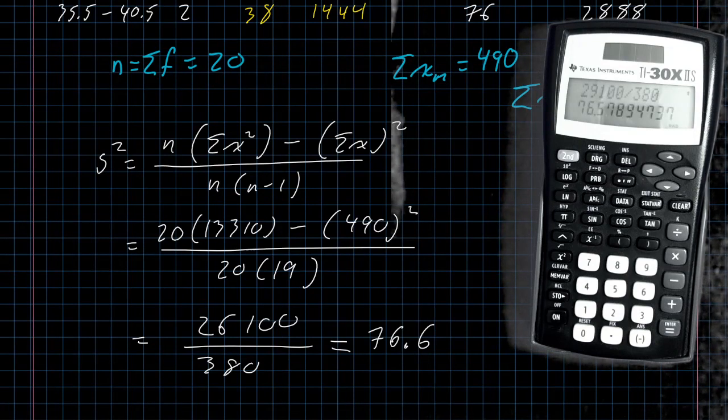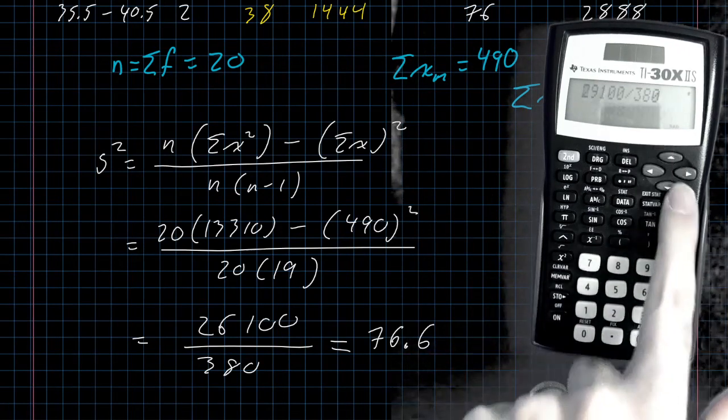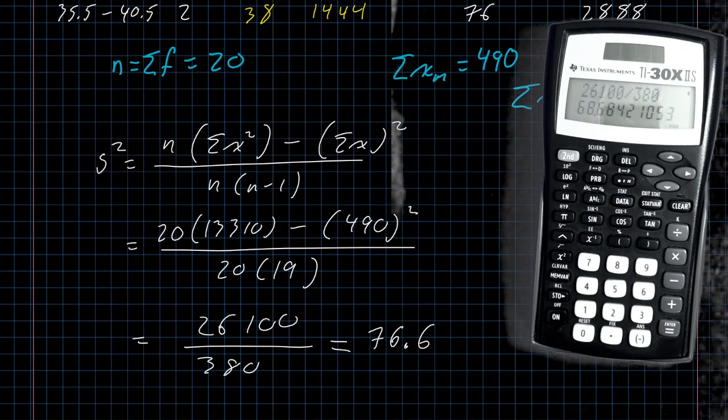That's why things won't look wrong, because I typed that in wrong. That should have been 26,100. And then I get 68.7. That's the number that I had sitting around. That makes me a lot happier.